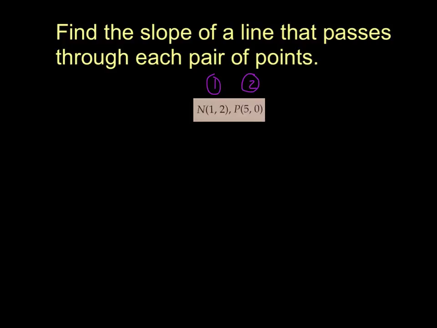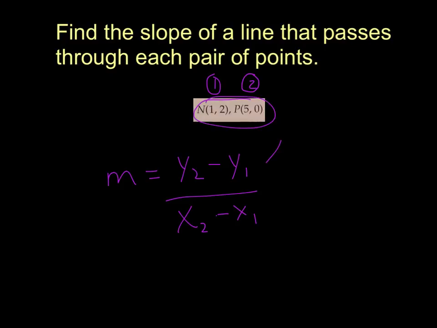Doesn't matter. You can flip-flop it. It won't make a difference. And now just use your formula. Okay, so the slope is equal to the change in y, so the second y minus the first y over the second x minus the first x. Now, once you plug in these numbers right here and then get your ratio, that's how you'd find your slope.